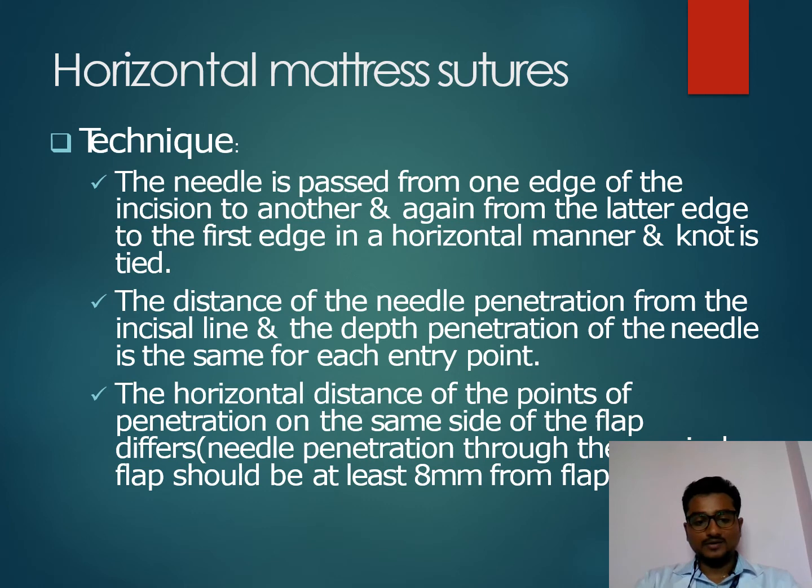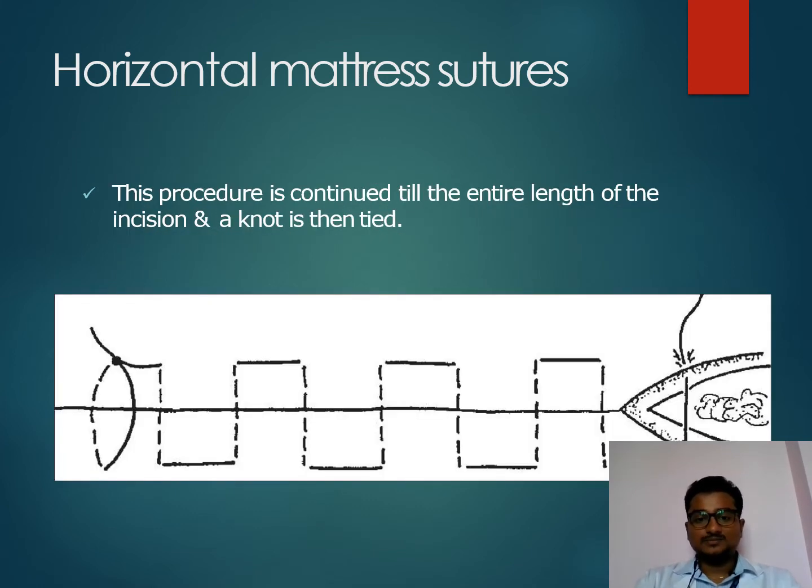The horizontal distance of the points of penetration on the same side of a flap differs. The needle penetration through the surgical flap should be at least 8 mm from the flap edge. This procedure is continued along the entire length of the incision and the knot is tied.